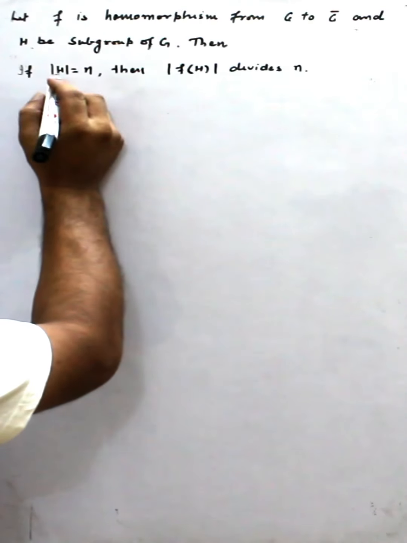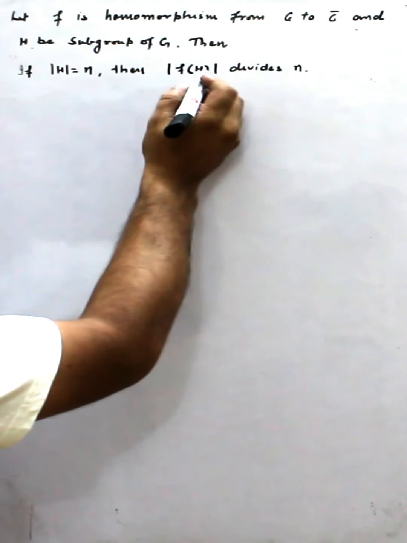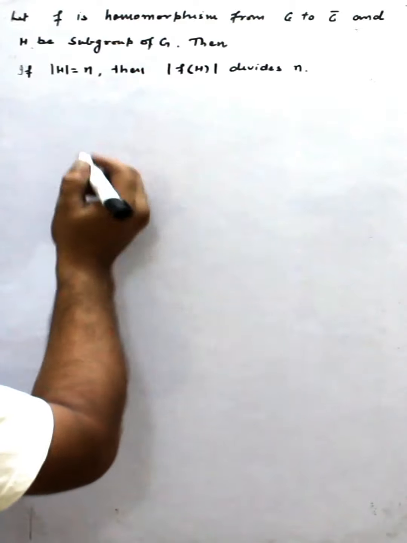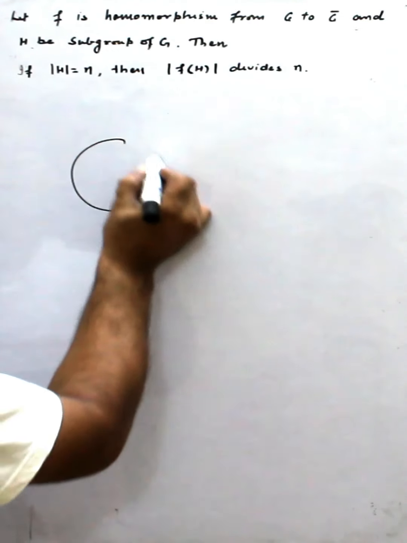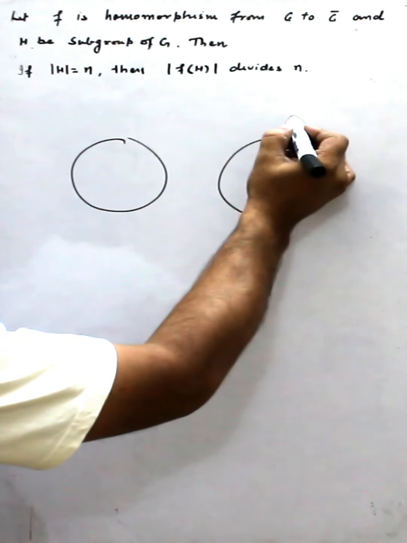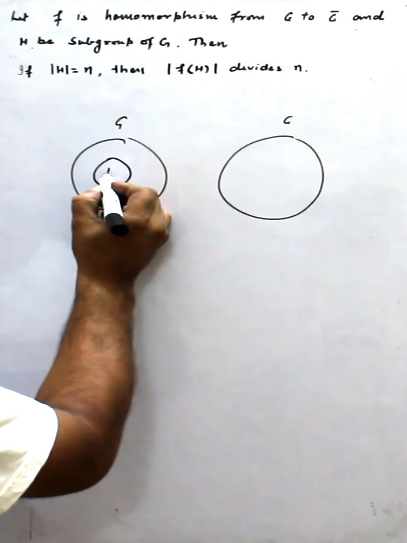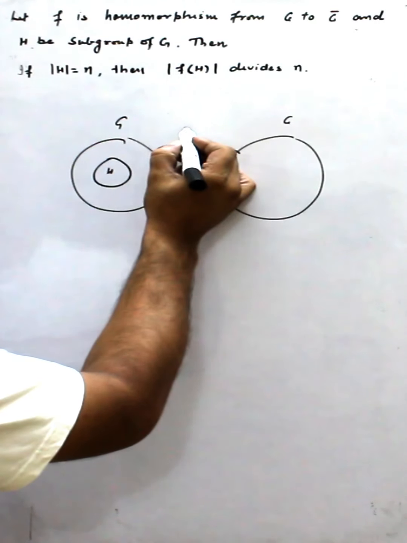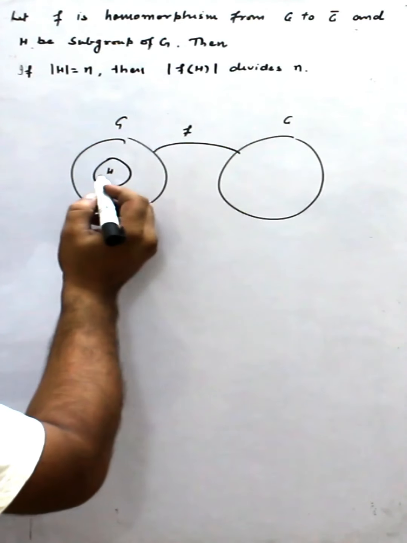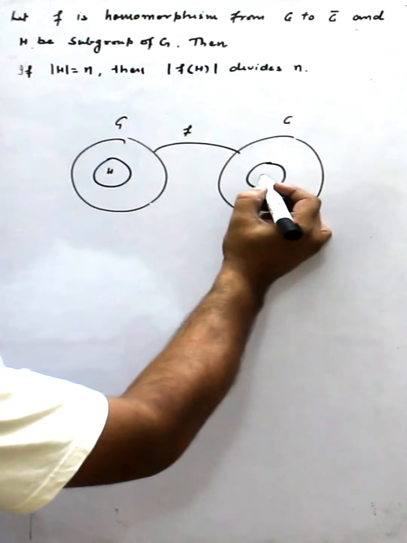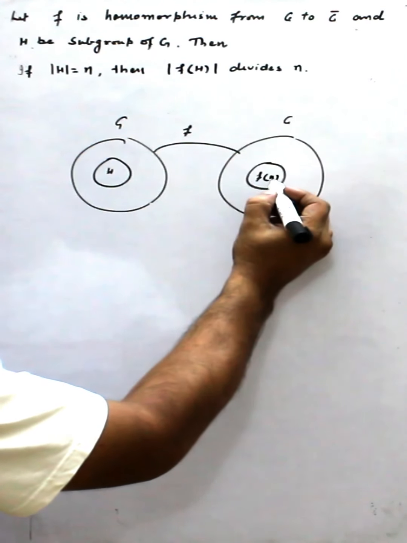Let F be a homomorphism from G to G bar and H be a subgroup of G. If the order of H is n, then the order of F(H) divides n. Obviously, if G is this group and G bar is this, H is a subset here, and if I apply the homomorphism F, then this is F(H).